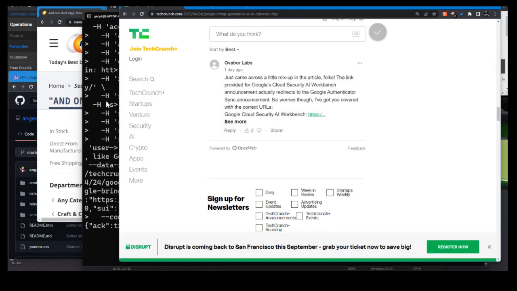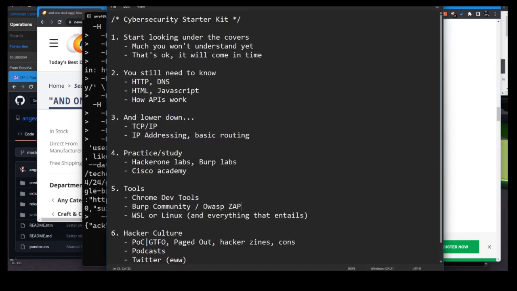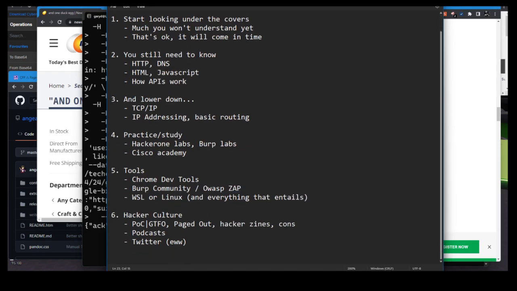All right, so where was the agenda here? Chrome DevTools we'll talk about, although fancier tools can be nice too, so we'll talk about those as well. And WSL or Linux, we'll get to that, and some more about hacker culture.